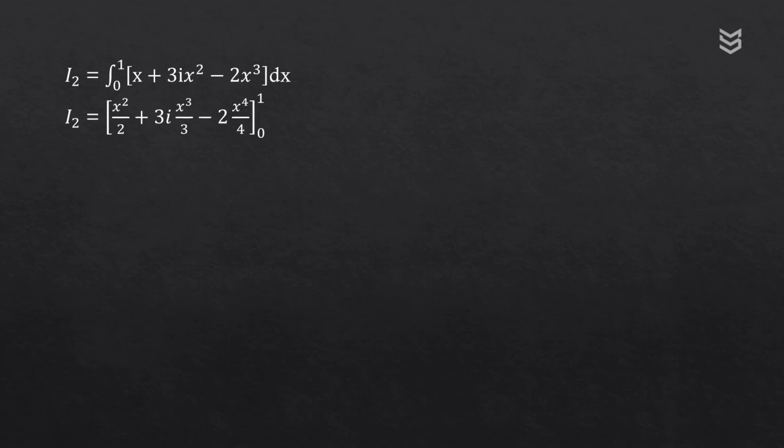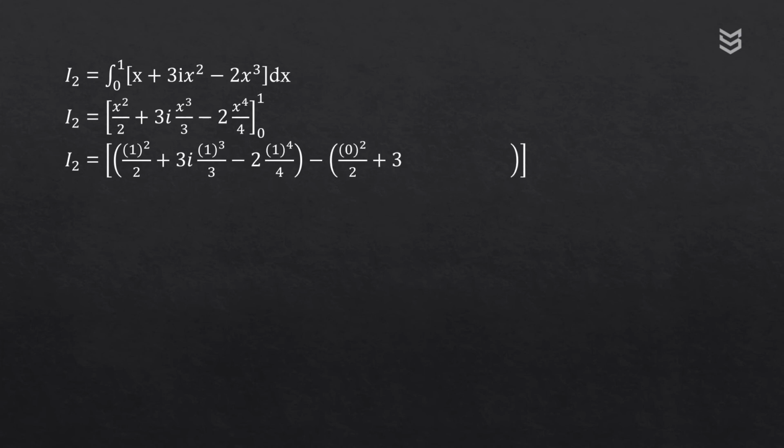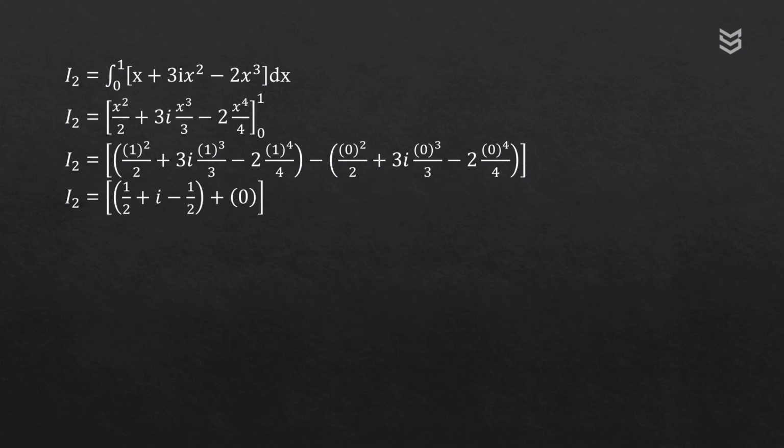Solving the definite integral, we get I2 equals 1 squared upon 2 plus 3i into 1 cubed upon 3 minus 2 into 1 raised to 4 upon 4, minus 0 squared upon 2 plus 3i into 0 cubed upon 3 minus 2 into 0 raised to 4 upon 4. Simplifying further, we get I2 equals 1 upon 2 plus i minus 1 upon 2 plus 0. Thus, after cancelling out the terms, we get the value for the second line equation as i.